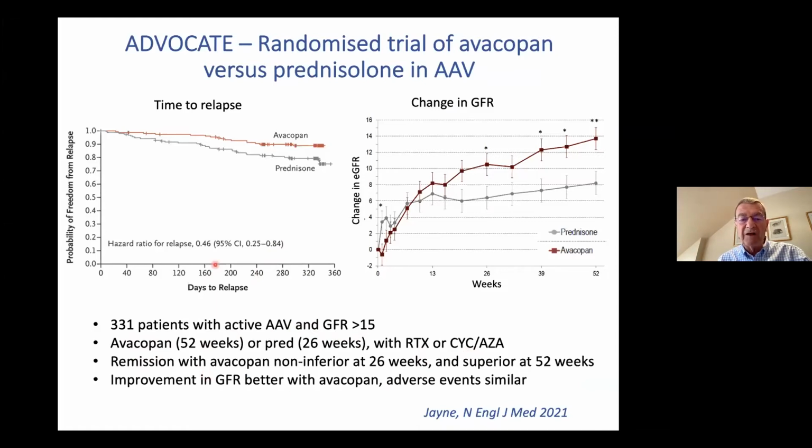And you'll see that remission with avacopan here is non-inferior to prednisolone at 26 weeks, and it's superior to prednisolone at 52 weeks. And there is also a greater increase in GFR in patients treated with avacopan than those treated with steroids. So we don't yet know how avacopan will fit into regular management. It has to go through the licensing procedures, and we have to look at the cost considerations. But it certainly looks like a potential agent that can be used instead of steroids.